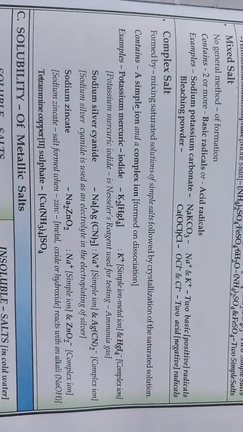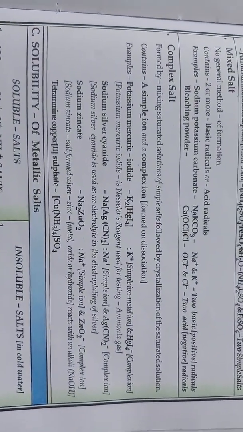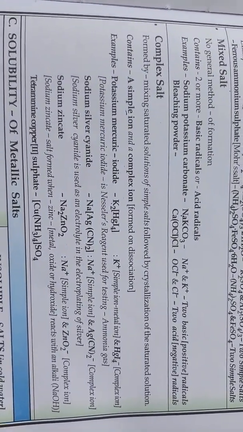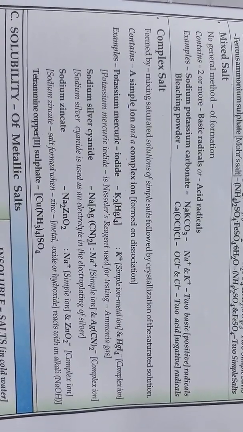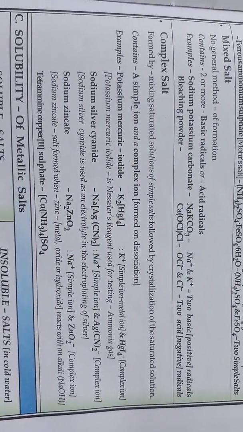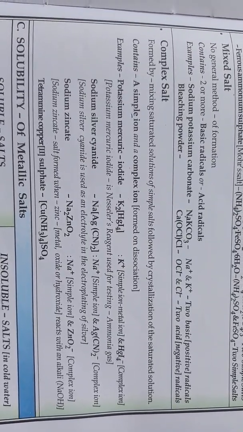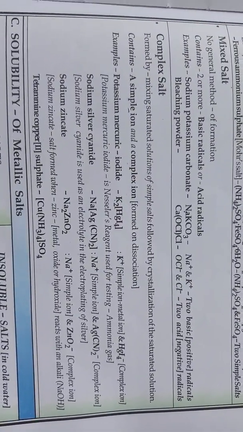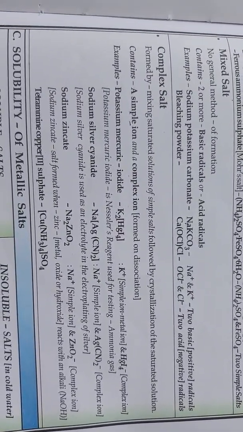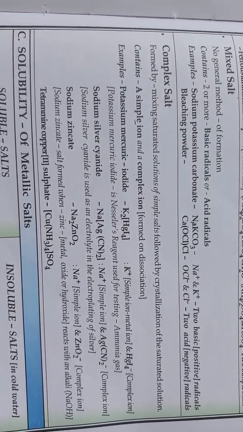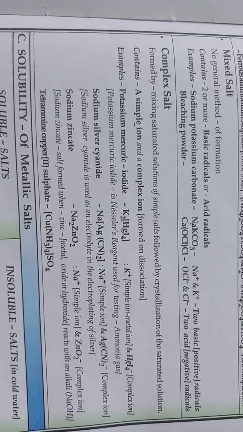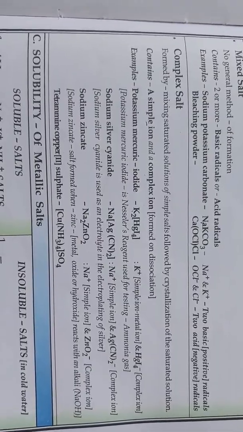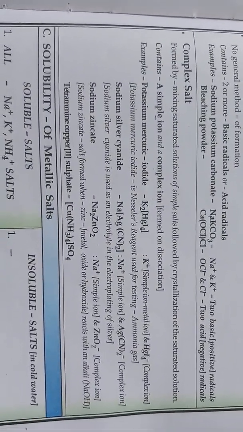In the complex salt, keep in mind these few basic examples and the definition as well. The name itself suggests the definition, right? Complex salt is formed by mixing saturated solutions of simple salts followed by crystallization of the saturated solution. So when simple ion and complex ion come together, they form complex salt. One is a simple ion, for example K2 or potassium is a simple ion, right? And then HgI4, mercury iodide, is the complex part. So in this complex salt, we may come across a simple ion and a complex ion. It forms complex salt. They are given a few examples.